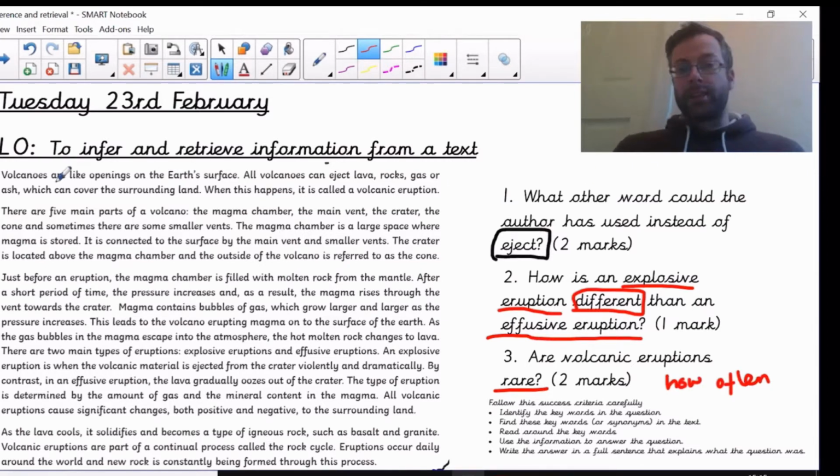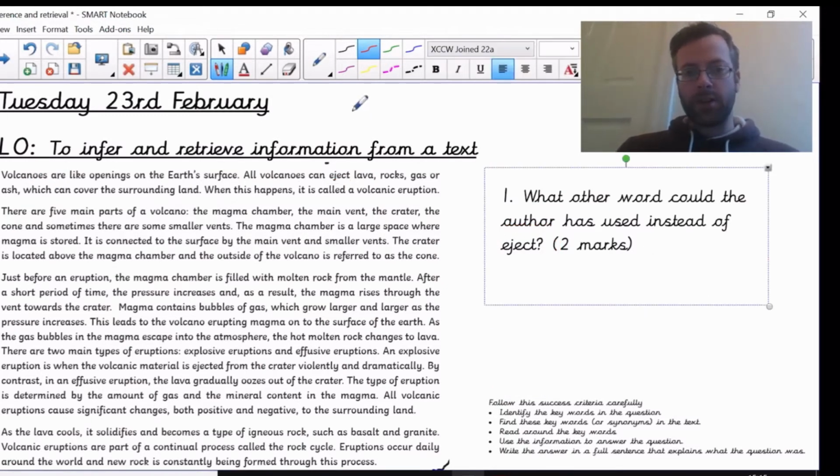So I think it's an idea to read it. Volcanoes are like openings in the Earth's surface. All volcanoes can eject. Oh, hang on, I remember eject being a key word, okay? Can eject lava, rocks, gas or ash, which can cover the surrounding land. Now, if I just look at this first question then. So this is the important bit. So I've identified the keyword. I've found the keywords in the text. I've read around it. All volcanoes can eject lava, rocks, gas or ash, which can cover the surrounding land. When this happens, it's called a volcanic eruption. So what other word could the author have used instead of eject?